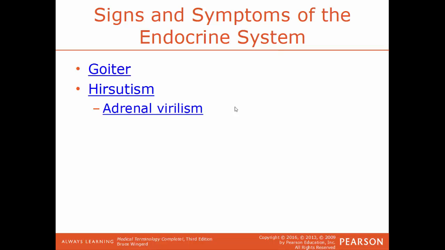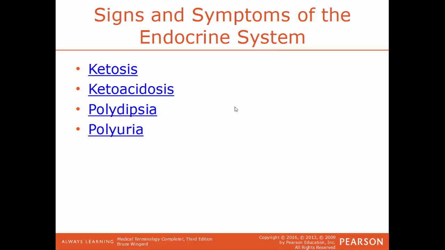And this is a syndrome where you have the development of male secondary sexual characteristics, often because of a tumor or some damage to the adrenal gland. So your next term, ketosis. This is a condition of having elevated levels of ketones in the body. This is often associated with the metabolism of fats and diabetes mellitus.